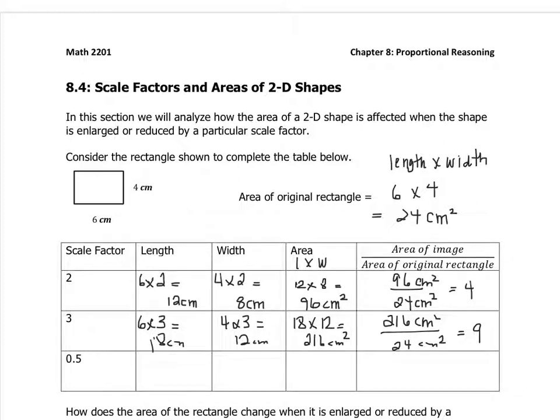And the last one, if we take the length, is 6 times 0.5. We get a length of 3 centimeters. And the width is 4 times 0.5, would be 2 centimeters, which gives you an area of 3 times 2, or 6 centimeters squared, which if we take the new image over the original, that reduces to 1/4.